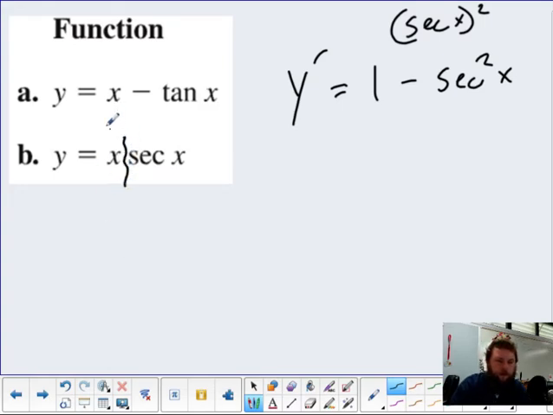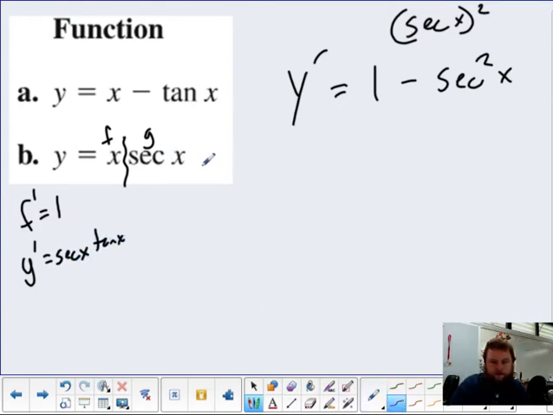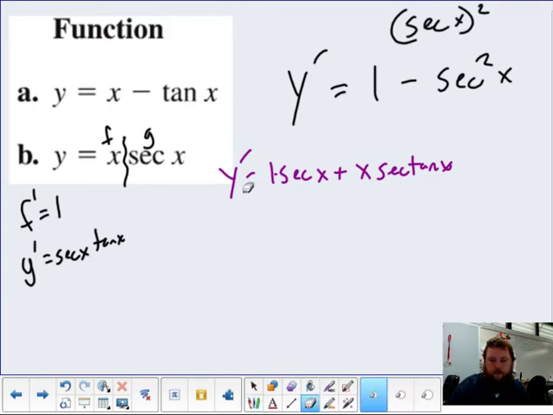Now this other one, we have x secant of x, and we're going to have to use the product rule here, where this is our f and our g. So our f prime in this case would be 1, and our g prime, what's the derivative of secant, is secant tangent. Secant x tangent of x. So using that product rule, I will say y prime equals 1 times secant of x plus x times secant tangent of x. So we can leave the answer like that. We don't need to write that 1. It looks a little tacky. So secant of x plus x secant of x tangent of x.